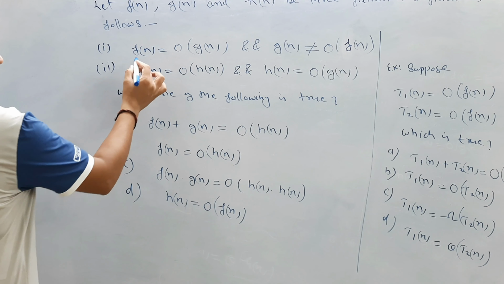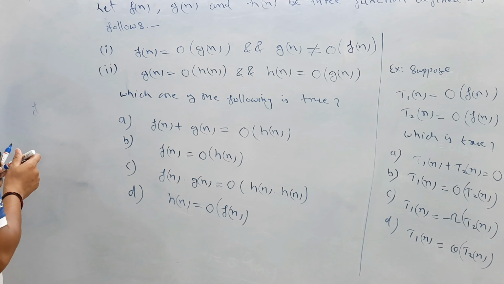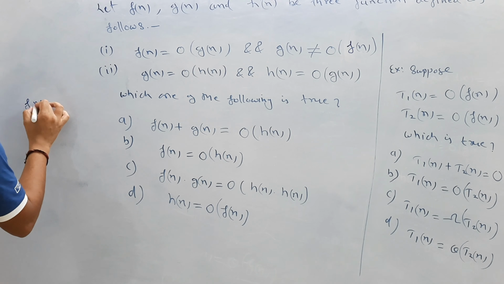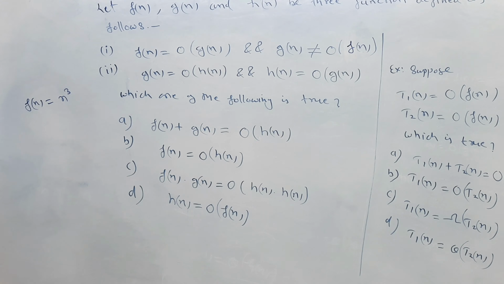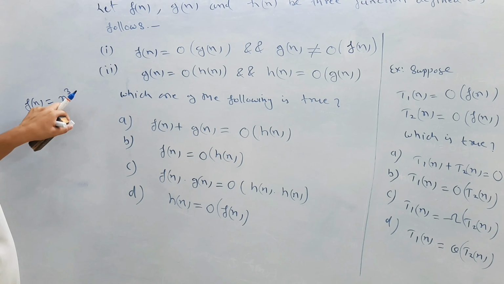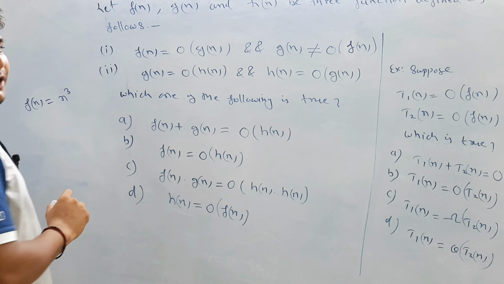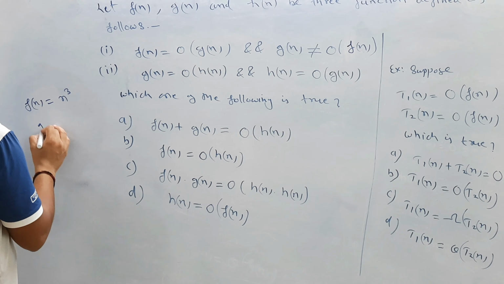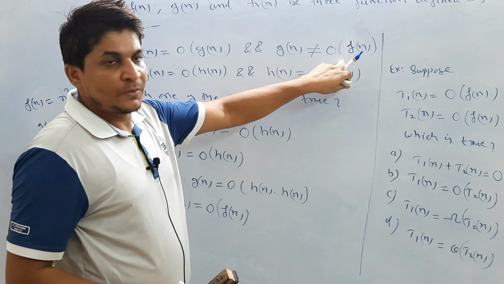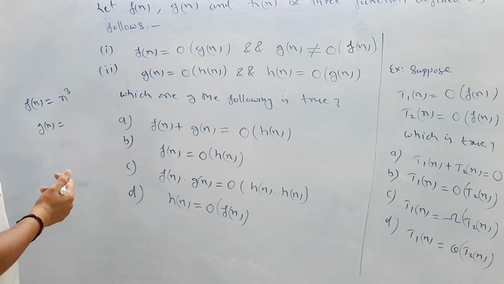If I try to satisfy this, let me assume some value for f of n. You can assume any value, so let me take f of n is n cube. What could be the possible value of g of n? According to this statement, anything greater than or equal to n cube. But I cannot take n cube, because if I take n cube, this second condition will be false.